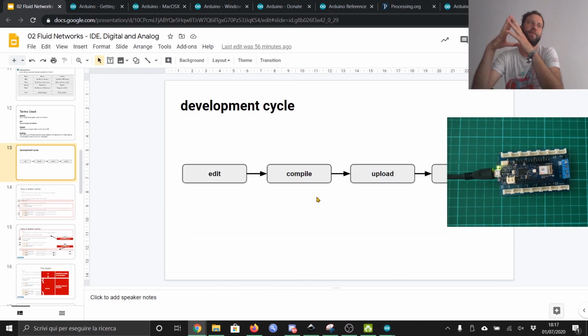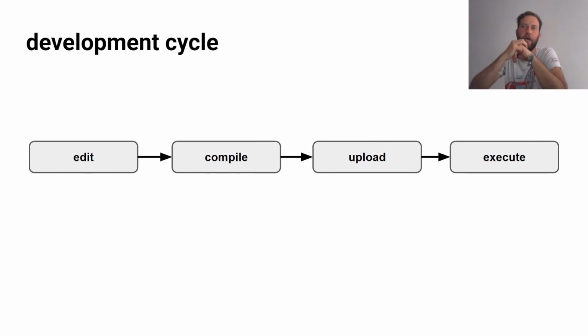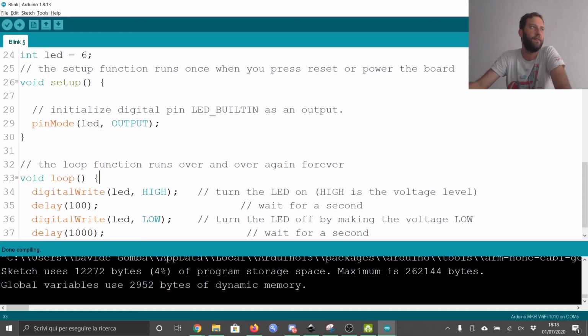So we've seen the development cycle of Arduino is editing the code like we're going to do. You then compile, you verify the code, then you upload it to the board, and then you see it in action. So the verify button is over here, or you can access this by typing Command or Control R. The upload button is over here, and you can access it with the shortcut Command or Control U. Okay?